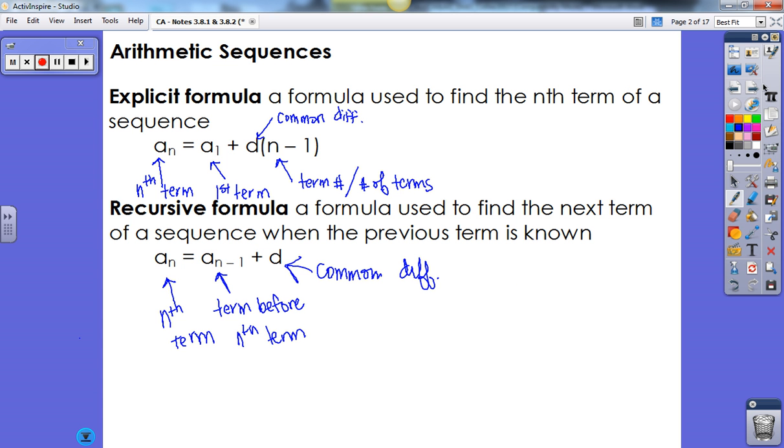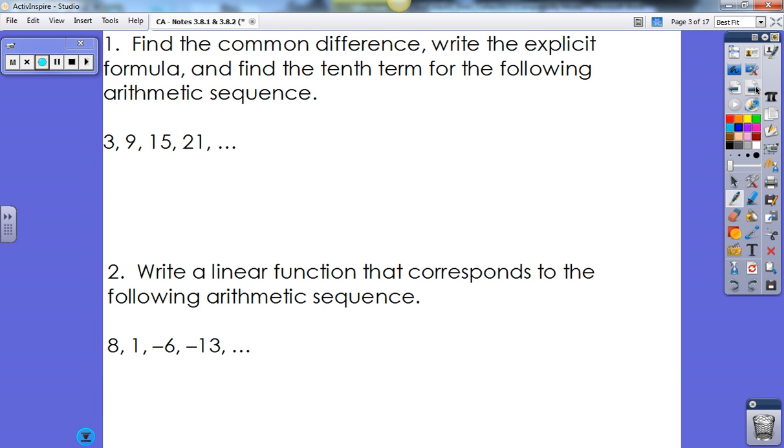Alright, so let's look at some examples. It says to find the common difference, write the explicit formula and find the 10th term for the following sequence. If it didn't tell us it was arithmetic, I could find that out just by looking at it and seeing, is it being multiplied by something every time or adding something every time. So here I'm adding 6 every time, so my common difference is 6.